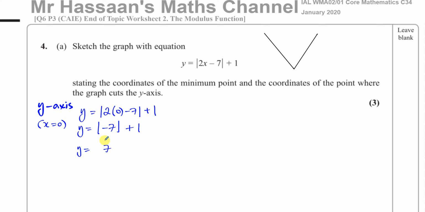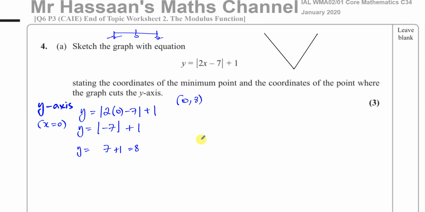It's basically asking how far away the number is from 0 on the number line. Here's 0, here's negative 7, and here's positive 7. Both of them are the same distance away from 0, 7 units away. That's all they're looking for, how far it is from 0 regardless of the direction. So negative 7 becomes 7, and you've got plus 1 on the outside, so you end up with 8. The y-intercept is going to be (0, 8). That's where it's going to cross the y-axis.